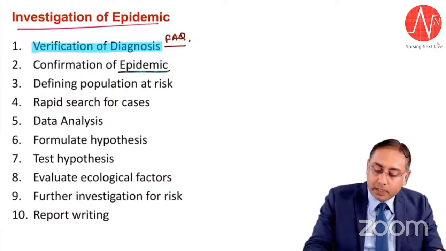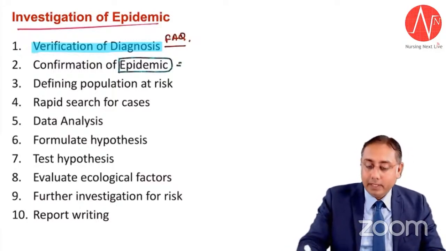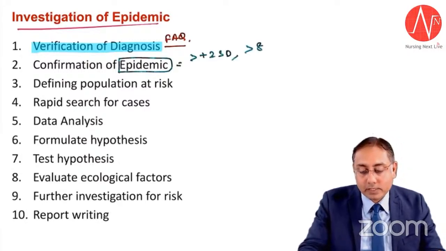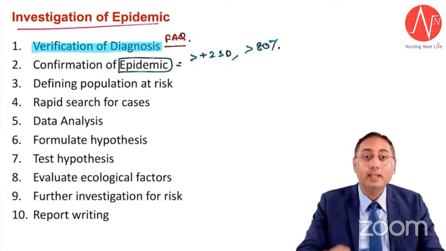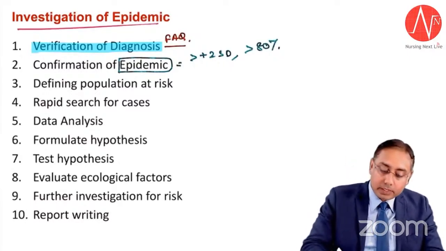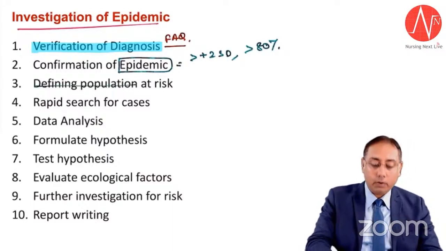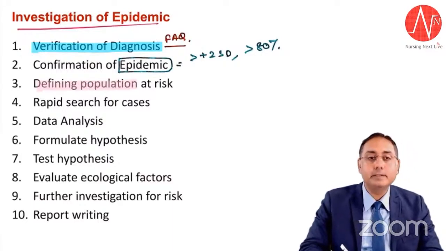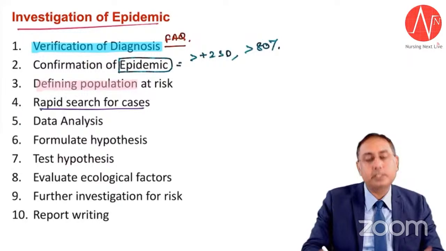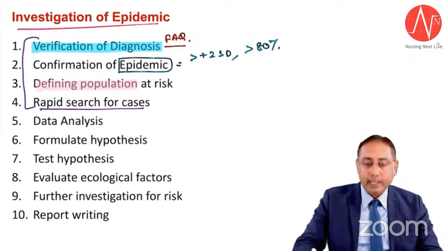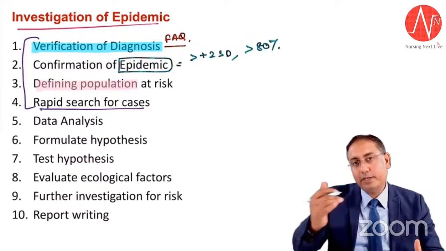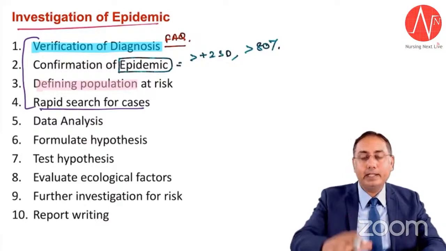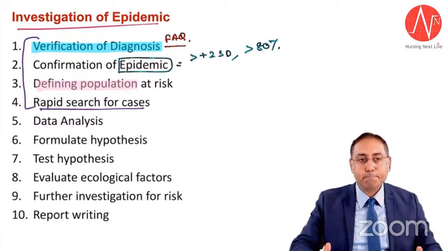Second, you need to confirm the epidemic. What is an epidemic? You remember, an epidemic is when it is more than +2 standard deviation of the normal frequency, or when the disease is more than 80% of the expected frequency. Third, you need to define the population at risk, that is how many people in the area are at risk of that particular disease. Last is to do a rapid search of cases. These are the most important. Of course, every step is important, but these first four are done in the field, and they have to be done within a stipulated time.